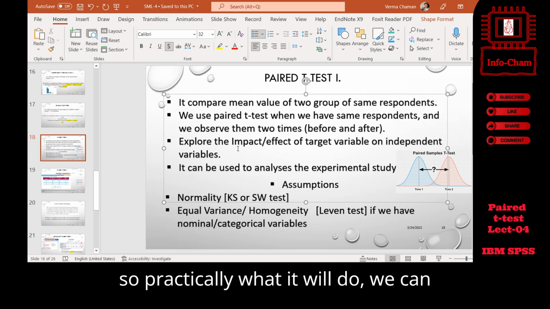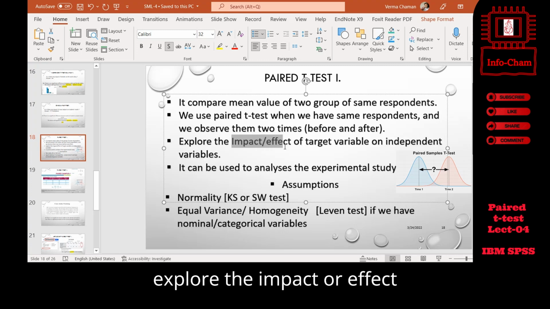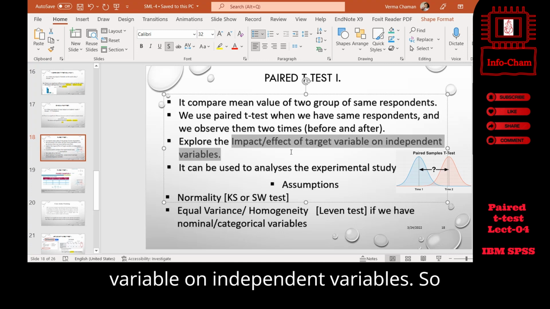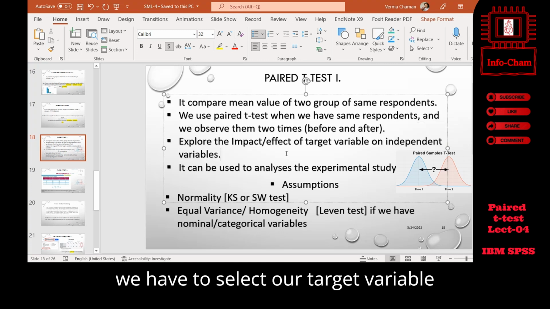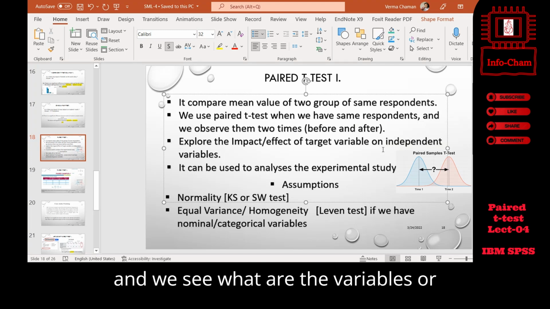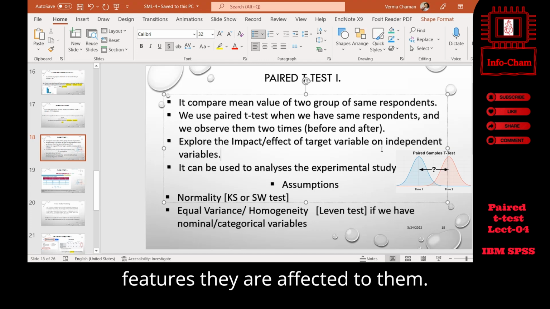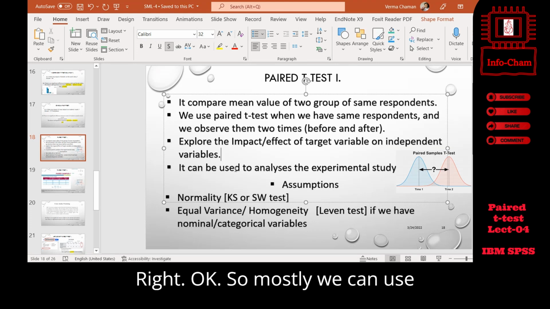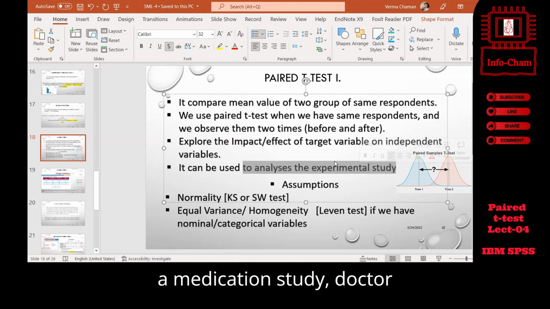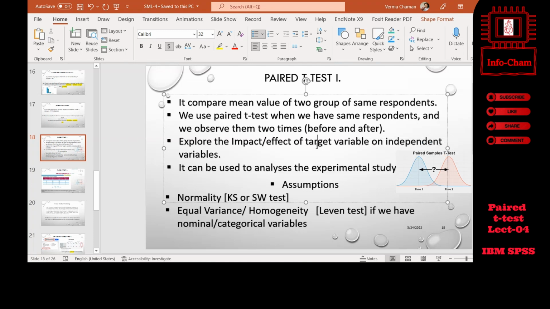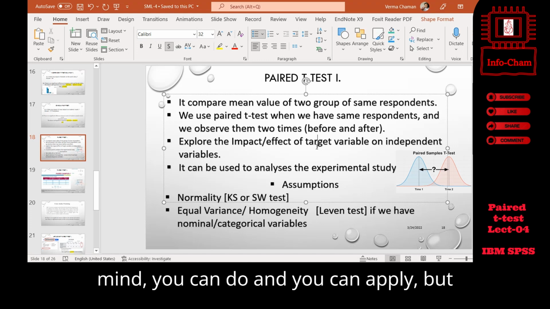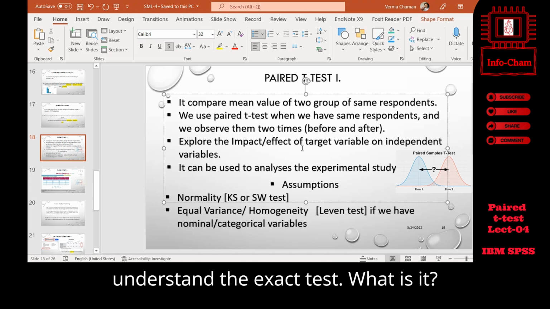Okay, so practically what it will do, we can explore the impact or effect of the target variable on independent variables. So we have to select our target variable, and we see which variables or features are affected by it, right? Mostly we can use it for experimental types of study, like a medication study, doctors, hospitals, likewise. Many more examples may come to your mind, and you can apply them based on the task. But you have to understand the exact test.